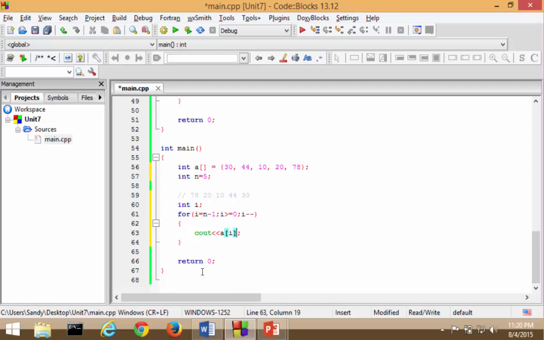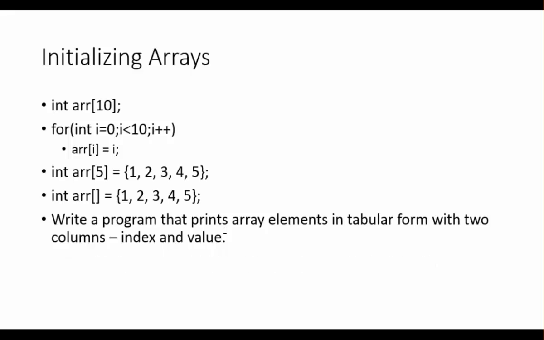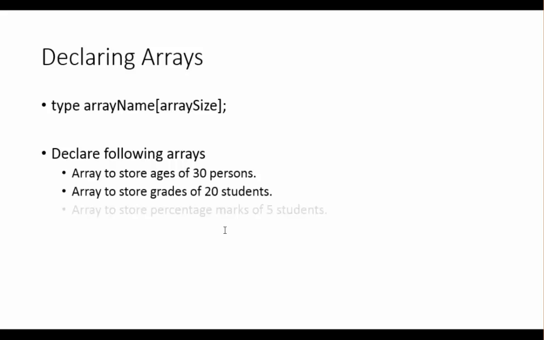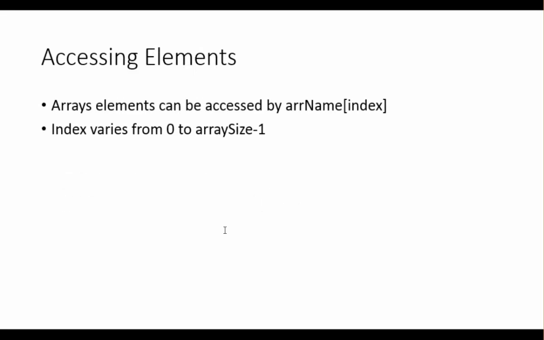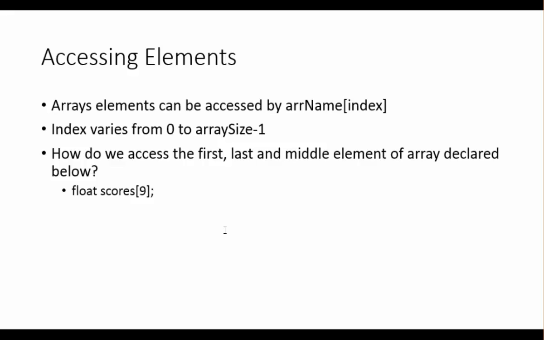Wait, I'm getting confused. This A and this A are the same, right? Same array. We want to print the elements of the array. What is the confusion? Just now we talked about how we access array elements. We access an array element with the array name and index. So if A is our array, the first element will be scores of 0.